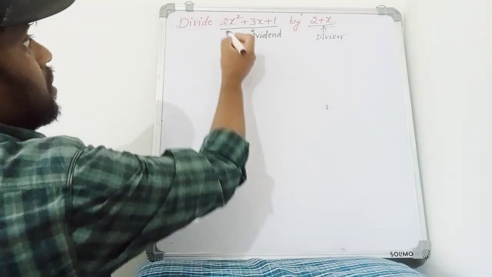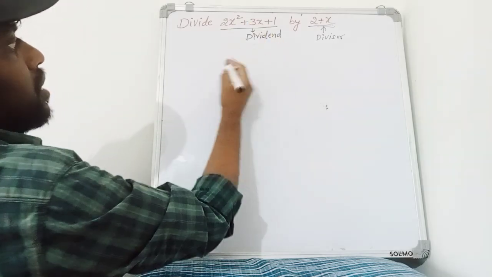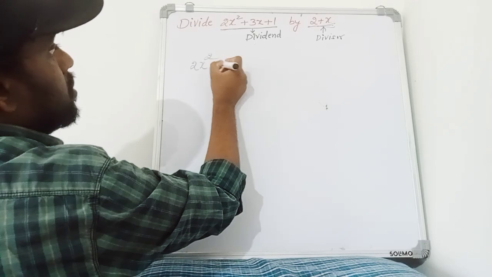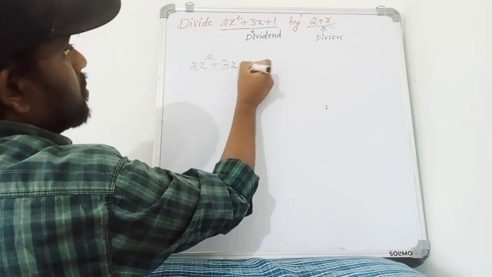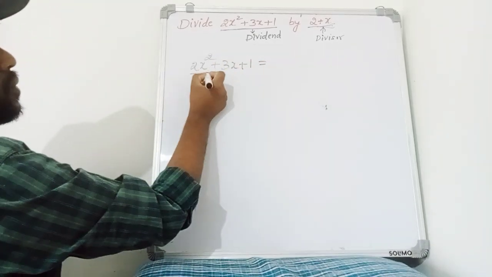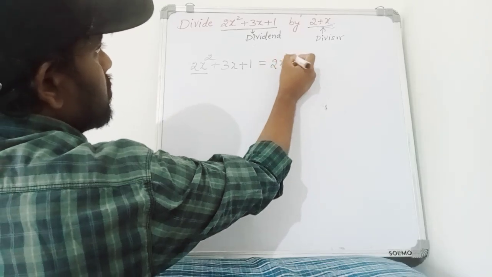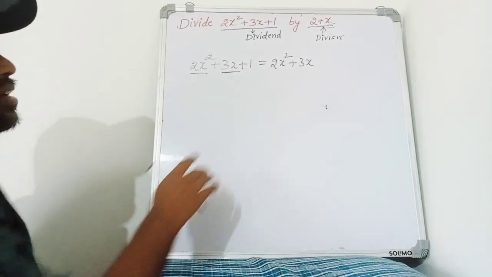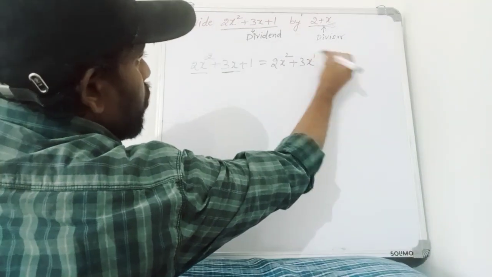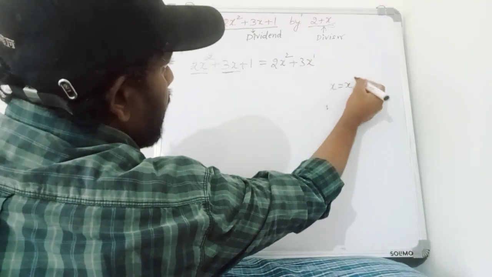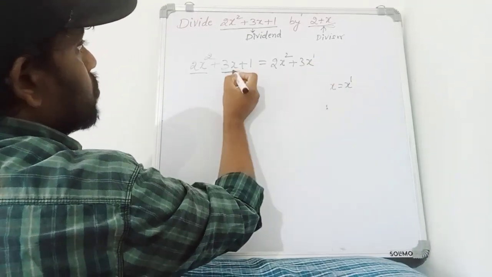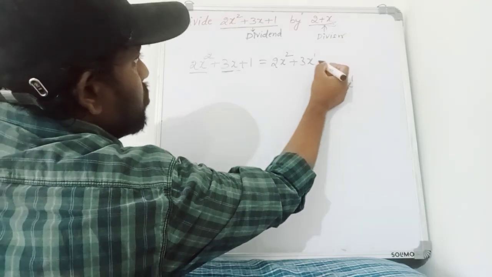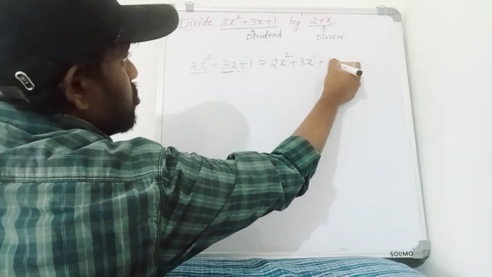Before that, I will rewrite this polynomial and show you. I am taking this polynomial as it is: 2x square plus 3x plus 1. 2x square you write as it is. Here 3x is there. This x can be written as x to the power of 1, because x is equal to x to the power of 1. Both are the same. So just to make you understand, I am writing x as x to the power of 1, plus the next one you keep as it is.